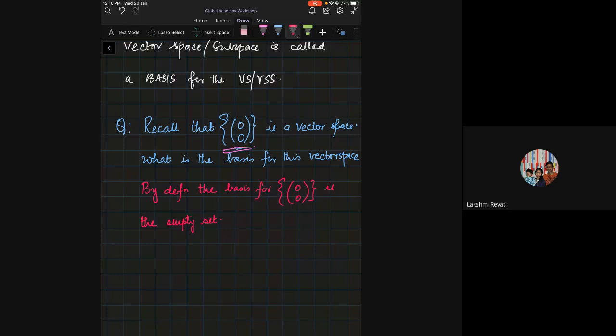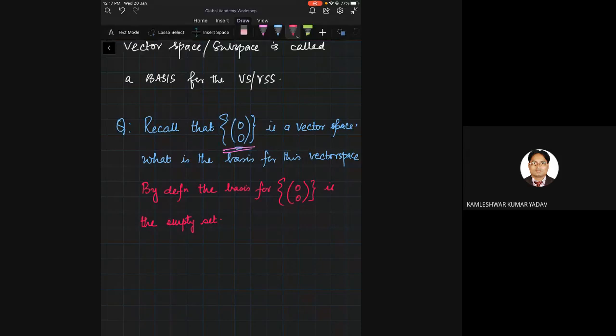Is this clear? It is like one axiom where we say the probability of the sample space is 1, right? So now here we say, by definition, the basis for the zero vector space is the empty set. Is this clear? Yes, sir. So now we have got all our points right. Everything is set. Even for the zero vector space, I'm now getting an empty set.